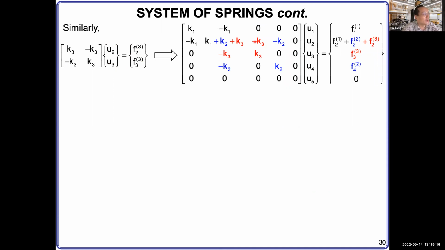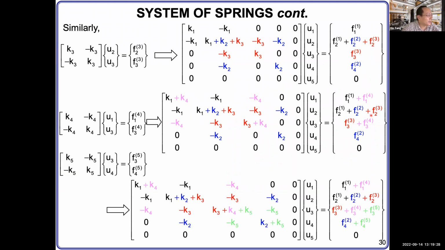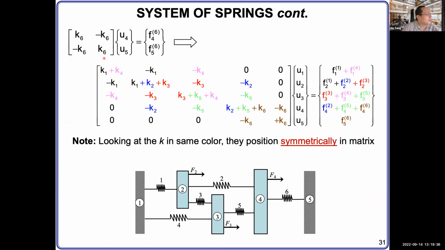You have a red one. They are element number 3. And then we repeat it. Element number 4, purple color. And then you see force are added on the right hand side. And then element number 5, that's green color. Okay, so you add this into the matrix. And then finally, element number 6, you have this brown color. Number 6, you add that into the matrix.